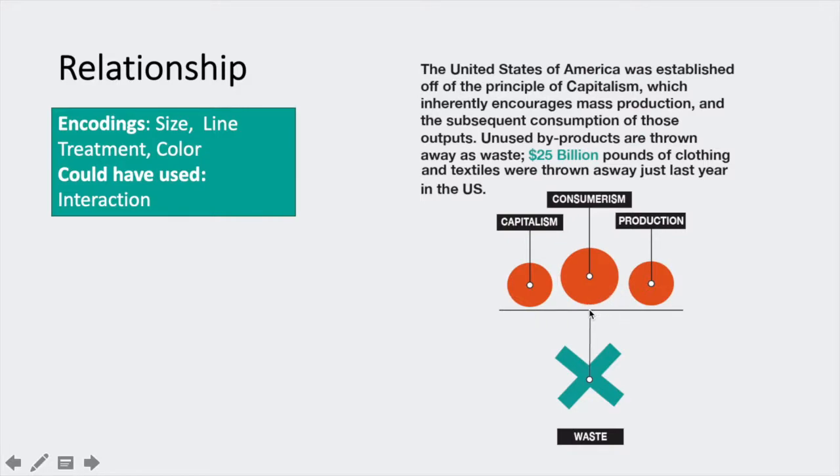Lines here are used to point to what the output is, which is waste. And color is used to group the two things together as inputs and outputs. I also could have potentially used interaction to show how similar and affected each item is with one another, and shown the interaction between each one of these things with each other, to therefore produce waste.